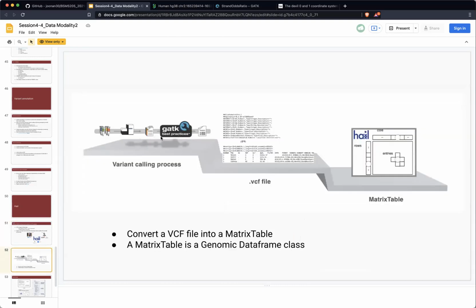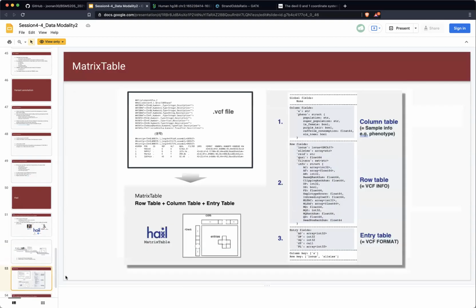If you do the variant calling process from your sequencing, then you will have the VCF file, right? Using this VCF file, you handle it in a Spark program. You have to load that VCF and transform it into a certain format that HAIL can read. This is called a matrix table, right? HAIL converts the VCF file into the matrix table. And this matrix table, we call it a genomic data frame class, right? Why do we call it a very specific format?